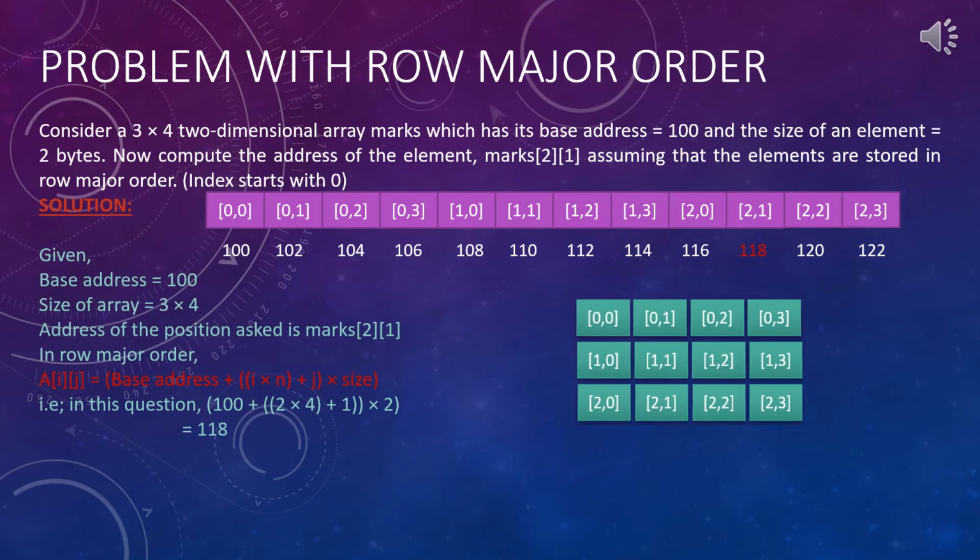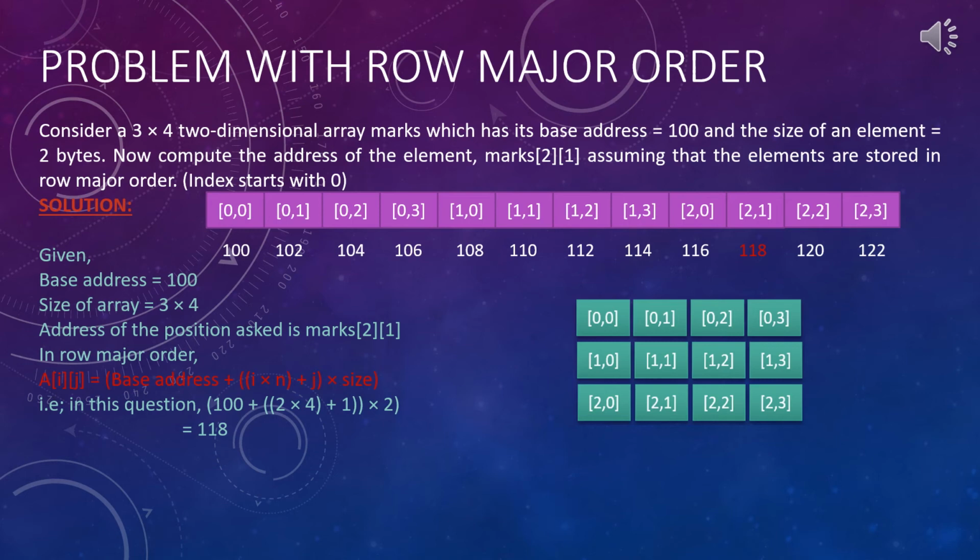Now let us try to understand the formula of row major order with the help of an example. It says: consider a 3x4 two-dimensional array marks which has its base address equal to 100 and the size of an element equal to 2 bytes. Now compute the address of the element marks[2][1], assuming that the elements are stored in row major order and the index starts with 0.